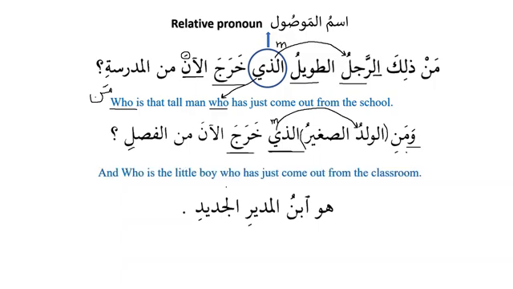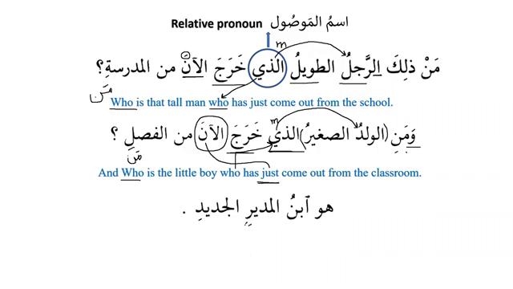Who is the little boy who has just come out from the classroom? So just is basically al-ana, as we know, and this is also a dharf. It is also an adverb. And again, we have who, and it is used for man: who is the little boy, al-waladu as-saghiru, who has just. So here who is used for alladhi, as we can see over here, who has just come out from the classroom. The answer is huwa ibnul mudiri al-jadidi.